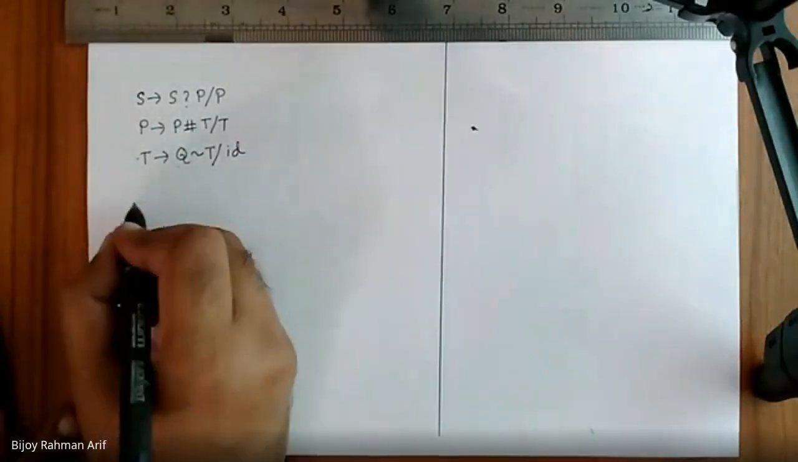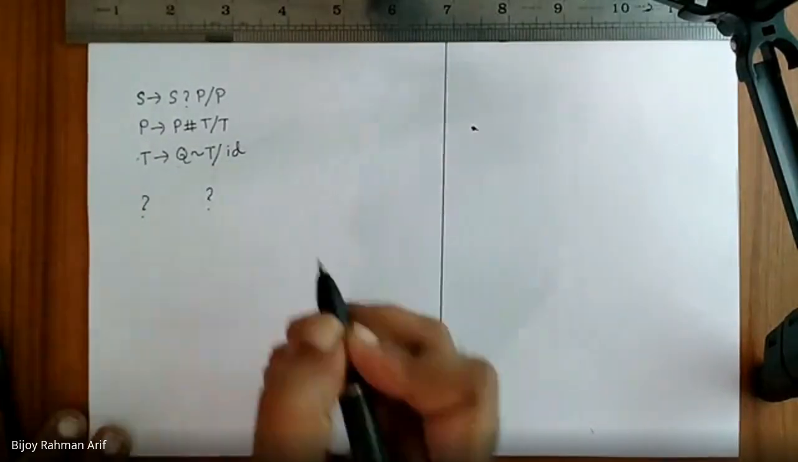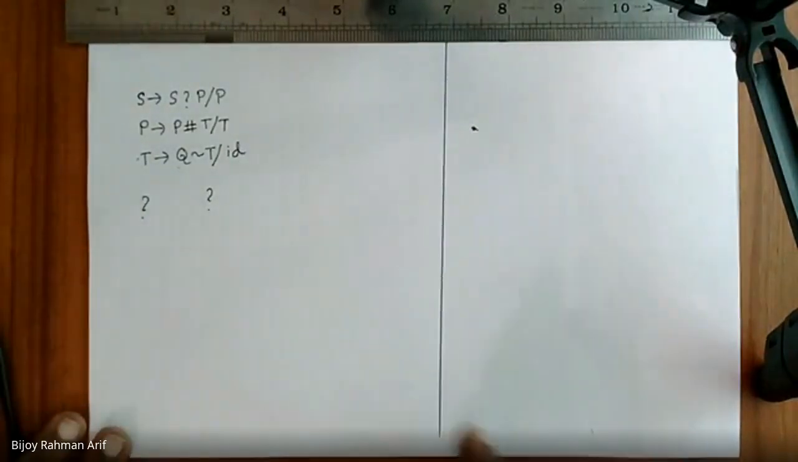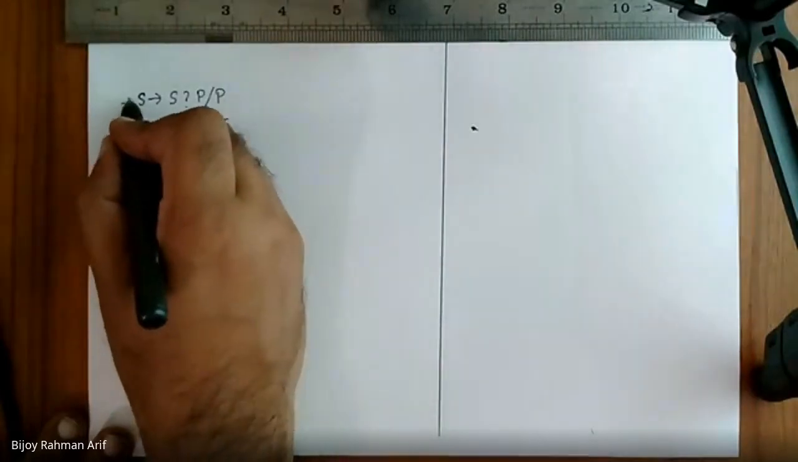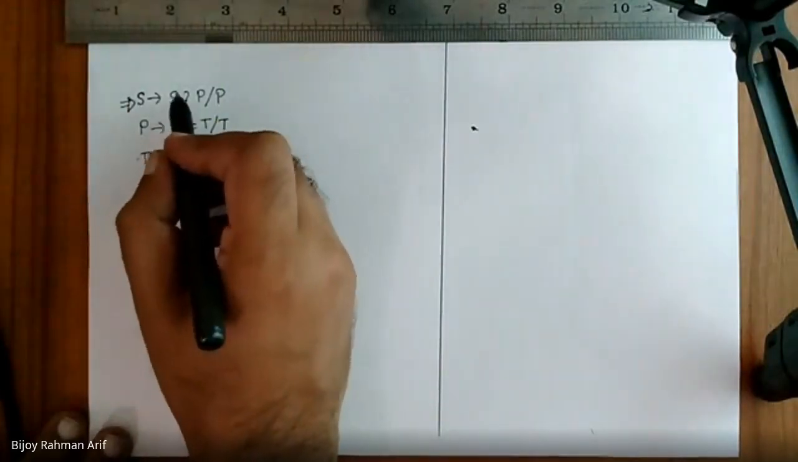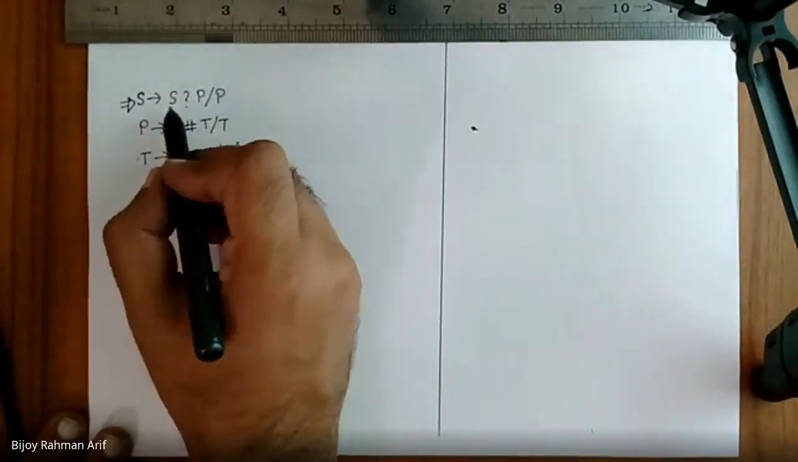Now tell me, question mark and question mark, which one is greater? Left question mark and right question mark, which one is greater? Right. Let's go to this product. Here the recursive term is on which side?